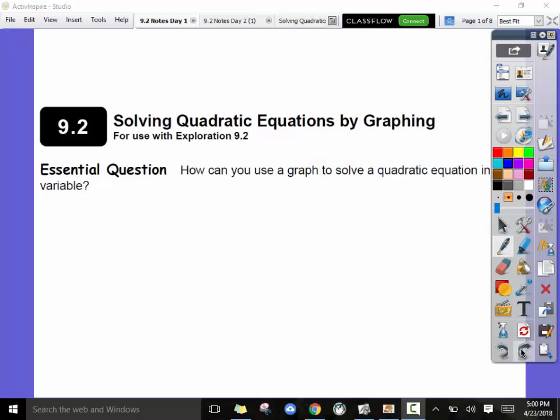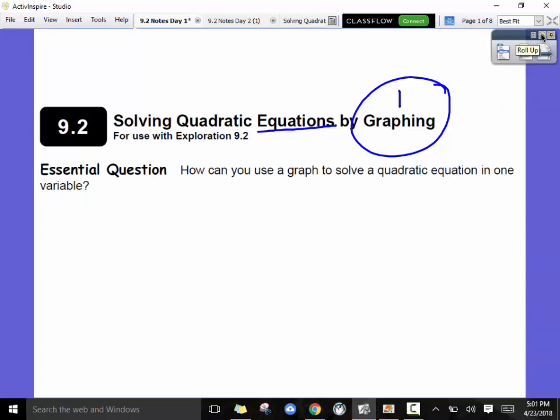Okay, what we're going to look at in 9.2 here for the first day is solving quadratic equations by graphing. So in chapter 9, we're going to solve quadratic equations many different ways. The first way that we're going to look at is graphing. So our question is, how can we use a graph to solve a quadratic equation in one variable?